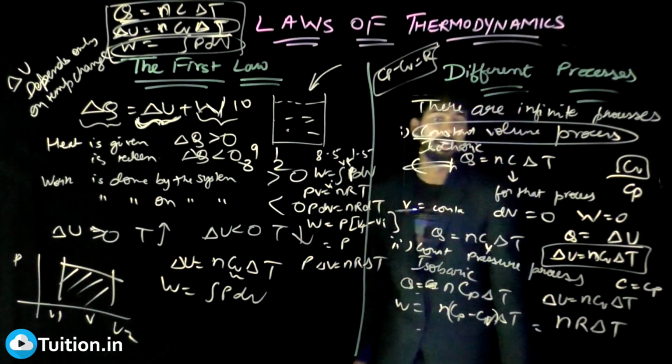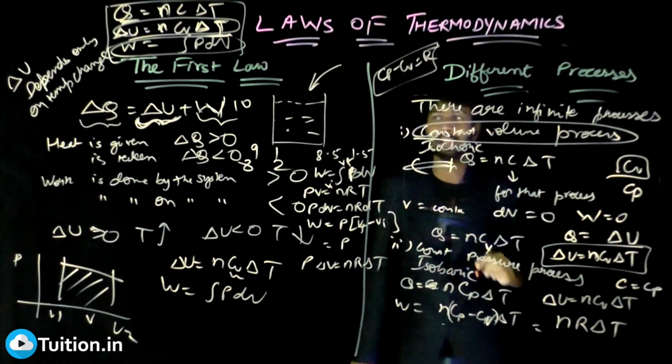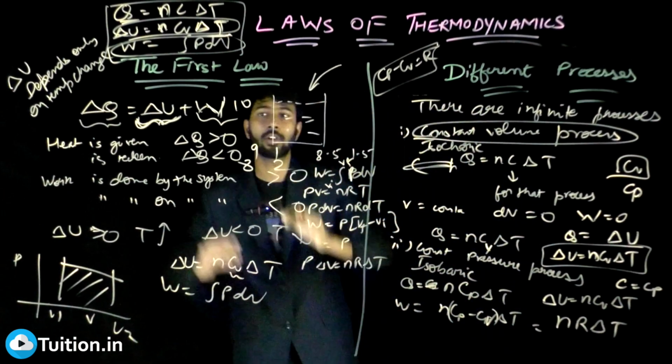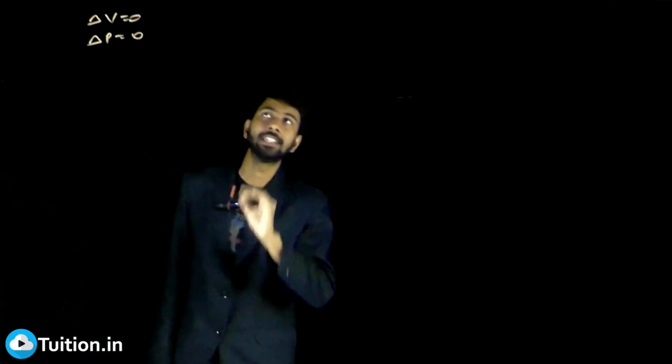So this was one process, right? For which I found C as Cp, and for this I found C as Cv, right? Now coming to two more processes, we'll discuss two more processes here. Let me make some space. So we've already discussed two processes. One is your isochoric where delta V is 0, and one is your isobaric where your delta P is 0, that means pressure is constant, right? And we are just playing around with three equations.